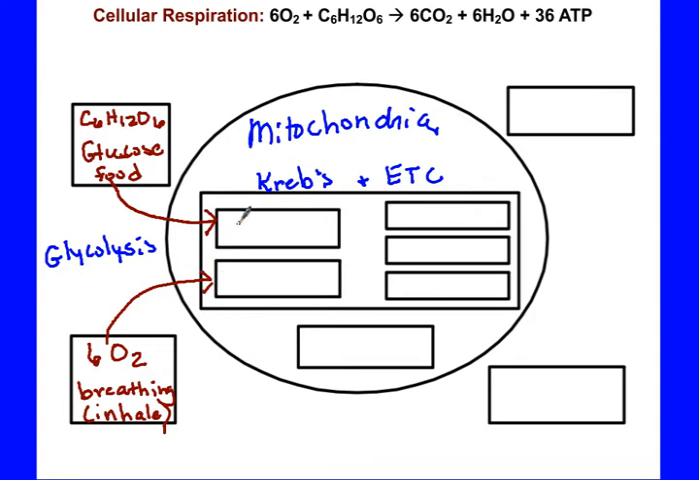Now, once our glucose has been broken down in glycolysis, we're going to use some special enzymes. Remember, enzymes help with chemical reactions. Those enzymes are going to help us break down all these chemicals even further. Now, once we have broken everything down, we're going to get our products.